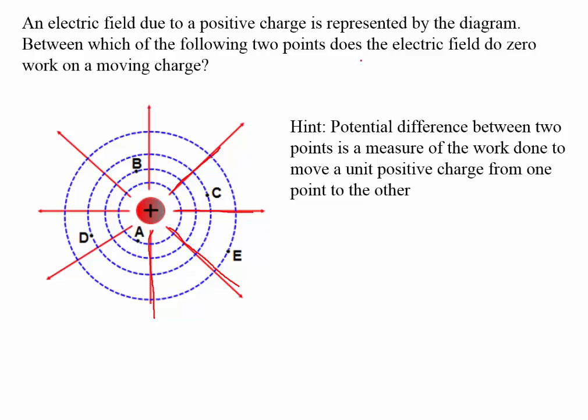So, how do we answer this question now? Between which of the following 2 points does the electric field do no work? Well, if you can find 2 points on the same equipotential line, to move a charge from one point on the equipotential line to another point, you do no work because there is no potential difference. Can you find 2 points on the same equipotential line here? If you notice, C is a point on this equipotential circle and D also is on the same circle. Therefore, C and D are at the same potential. To move a positive charge from C to D, you don't need to do any work because the potentials are the same.